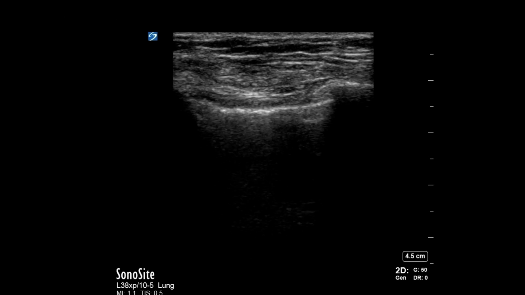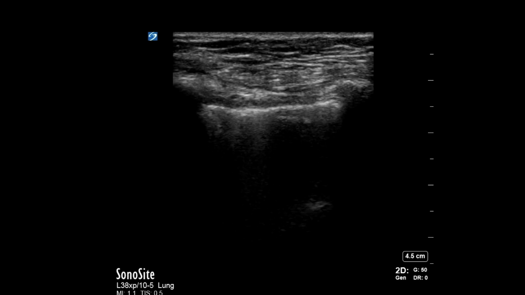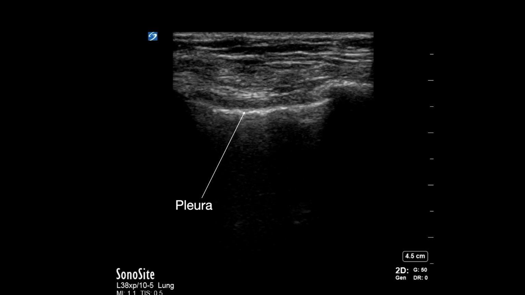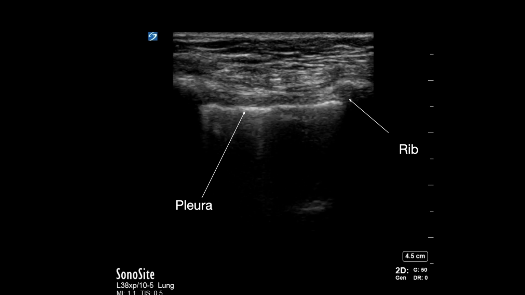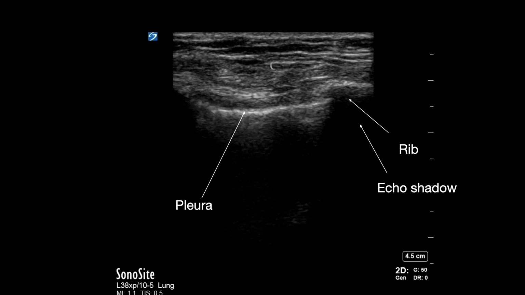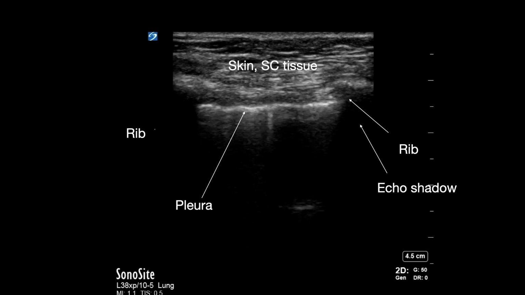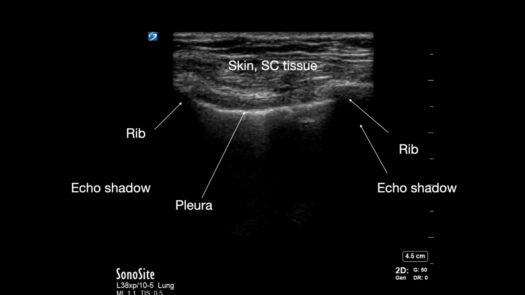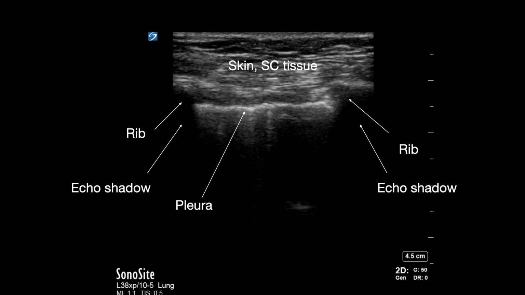In our last slide, we have again pleural movement that is normal. So in this case, we see the pleura right there. This is area 1. We can see a rib. We can see the acoustic shadow of the rib, skin and subcutaneous tissue. We see another rib. This is a longer probe than the first one. The marker is always cephalad, and the rib has its acoustic shadow.